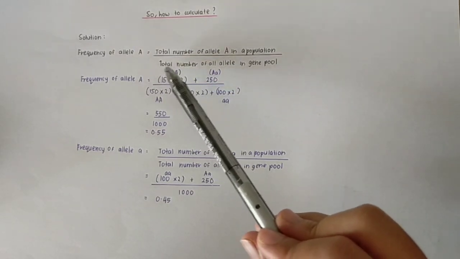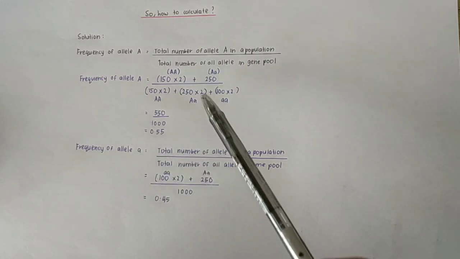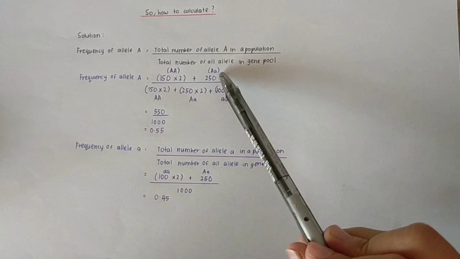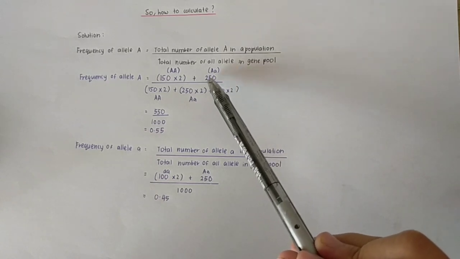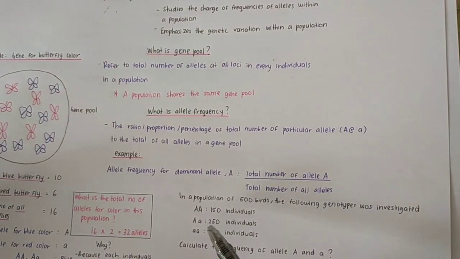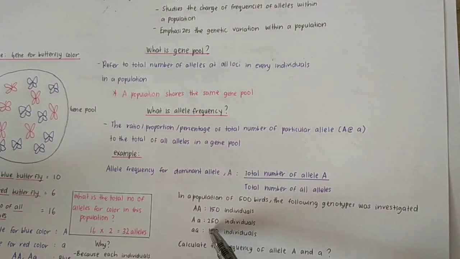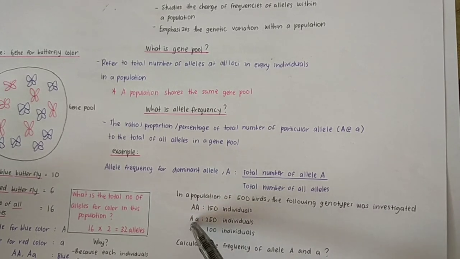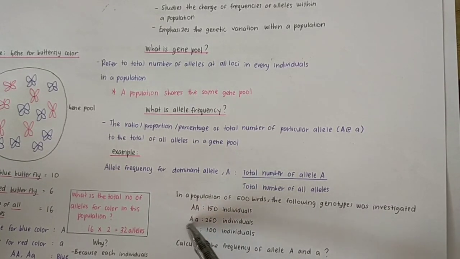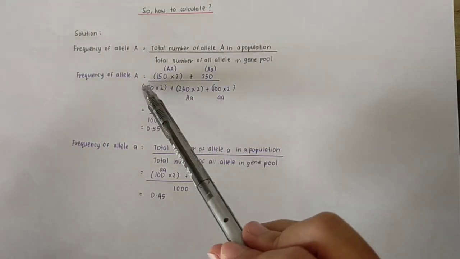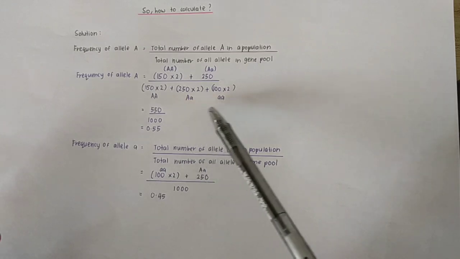Kenapa? Sebab dia ada 2 allele dominant. Okay, and then plus, mana lagi kita akan dapat allele dominant adalah daripada individu yang heterozygous. So daripada individu yang heterozygous, bila kita tengok balik bilangan, heterozygous individual is 250. Maksudnya untuk individu yang heterozygous, dia cuma ada satu sahaja dominant allele, sebab kita nak cari frequency of capital A allele here, kan.